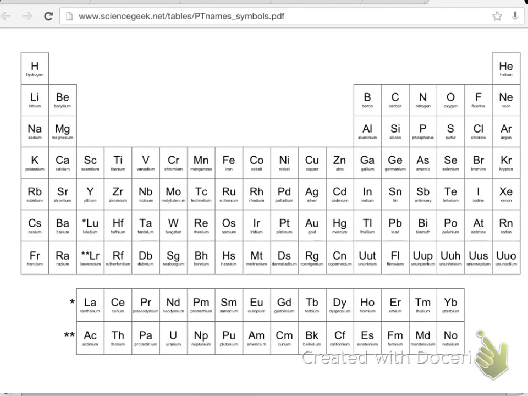Okay. And number 4 is just simply knowing your trends. As you go from group 1 towards group 18 across a period, what happens to atomic radius? It decreases. They get pulled in tighter.